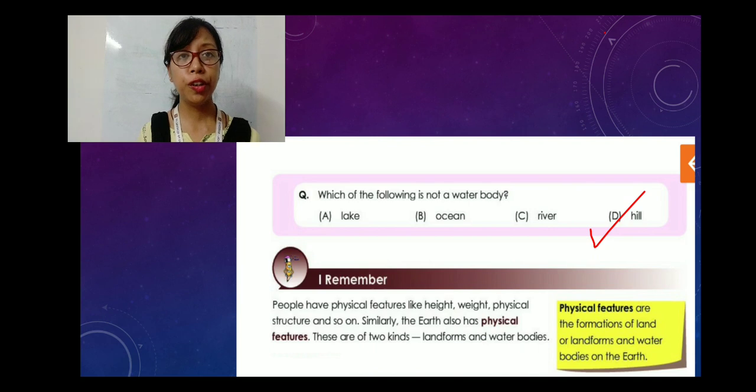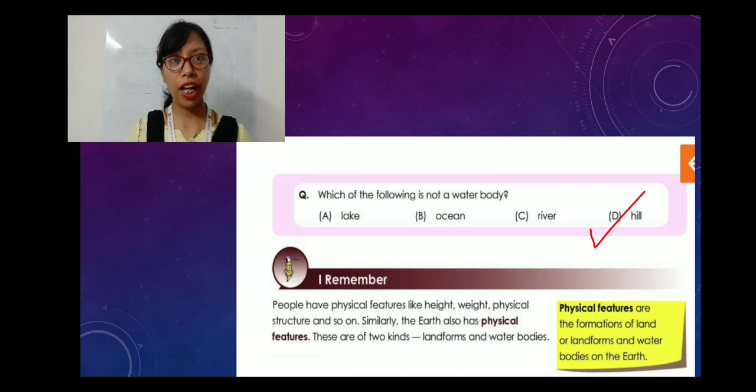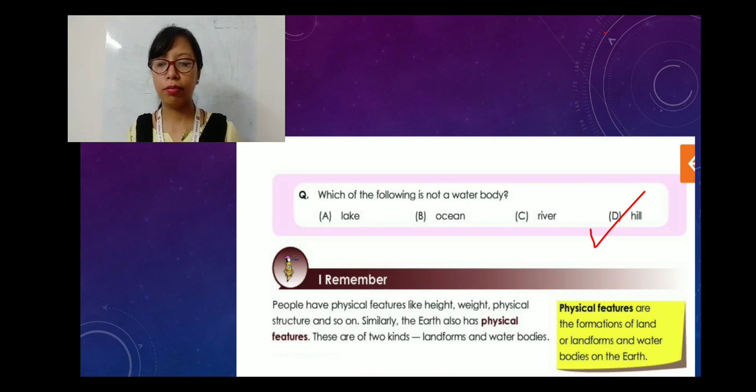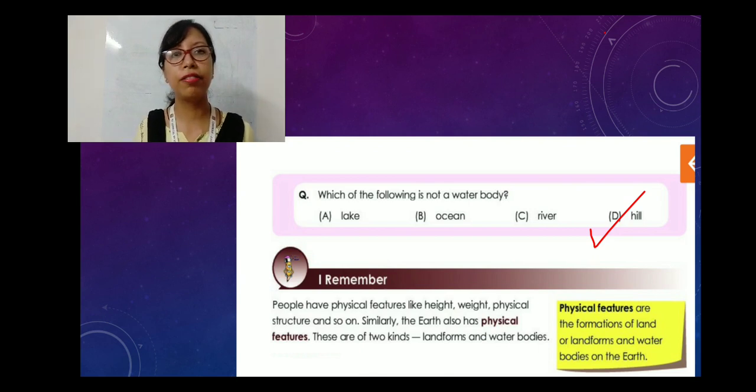Now we are going to study about the physical features. People have physical features like height, weight, physical structure, and so on, right? We have our own physical features, and we have different physical features. We don't look the same. We have different heights. Some might be very short, some might be tall, some might be fat, some might be slim, some might be plumpy. So we have lots and lots of physical features, right?